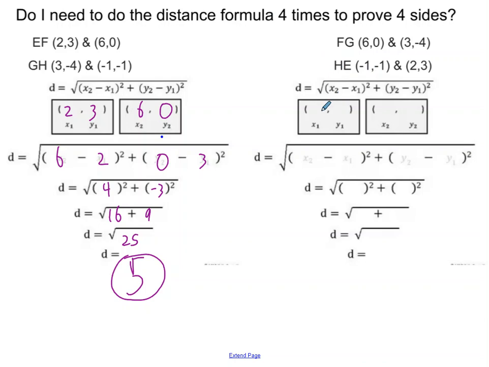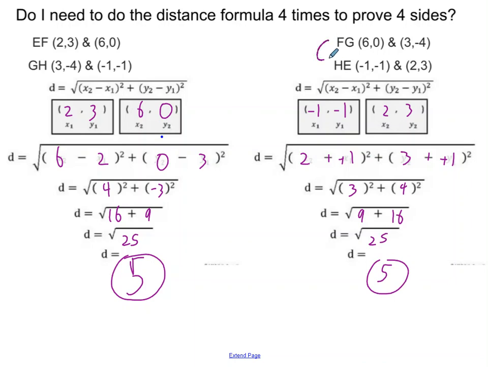So I'm going to put my points in. I'm going to have -1 and -1, 2 and 3. Then I look at x2. x2 is 2. x1 is -1. Then I have y2 as 3, y1 as -1. For both of these, it's minus and negative, so it's going to be plus. So I have 2 plus 1 is 3. I have 3 plus 1 is 4. Squaring 3 gives me 9. Squaring 4 gives me 16. Adding together gives me 25. Square root of 25 is 5.